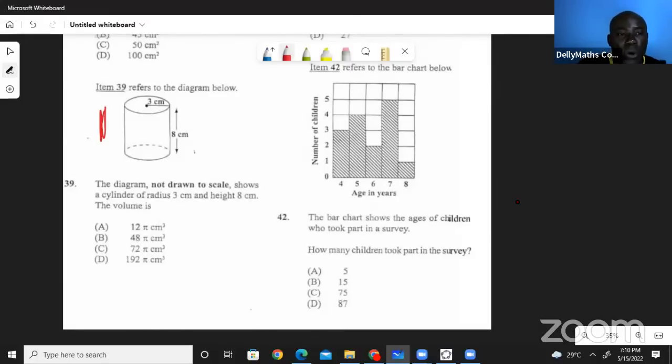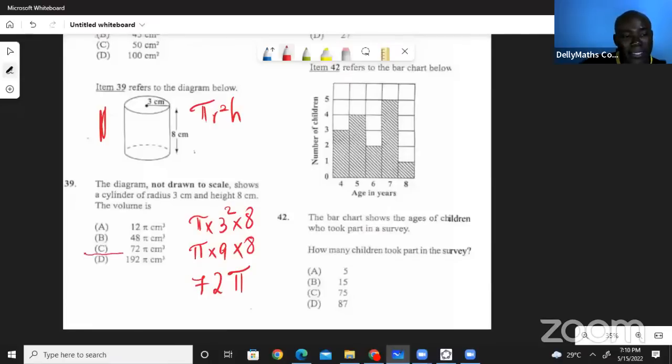But what we do know is that the volume of a cylinder, you get this formula from CXC, is going to equal pi r squared h. So pi r squared h. Let's work out pi times r, which is 3 squared, times h. So pi times 9 times 8, and 9 times 8 is 72. So I'm going to write the 72 in front and put the pi behind it, because I'm seeing where I'm getting 72 pi.